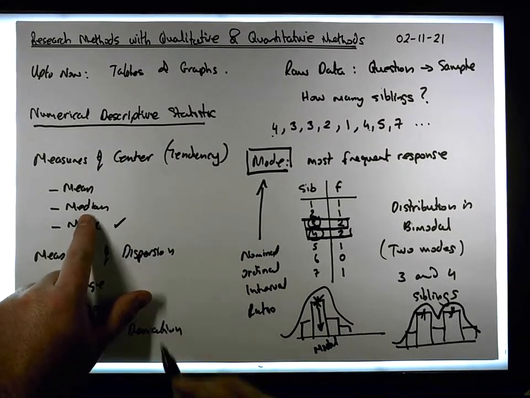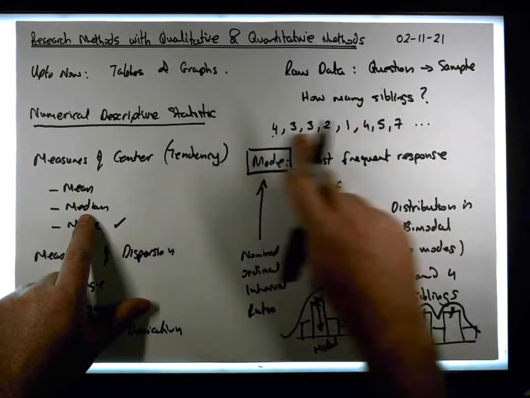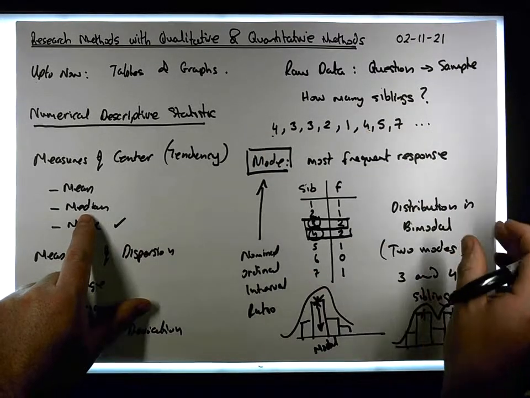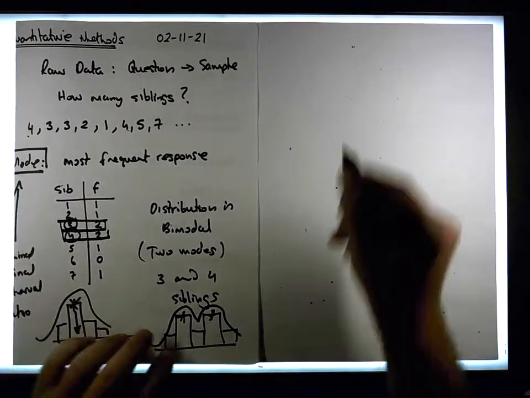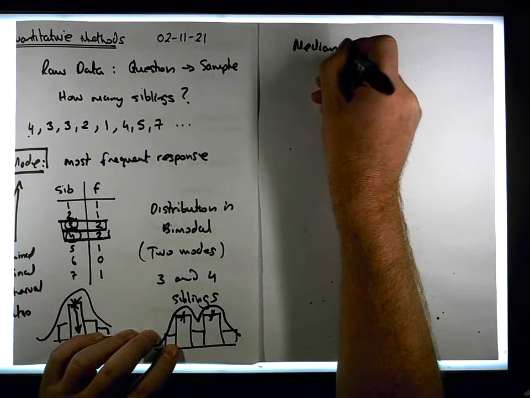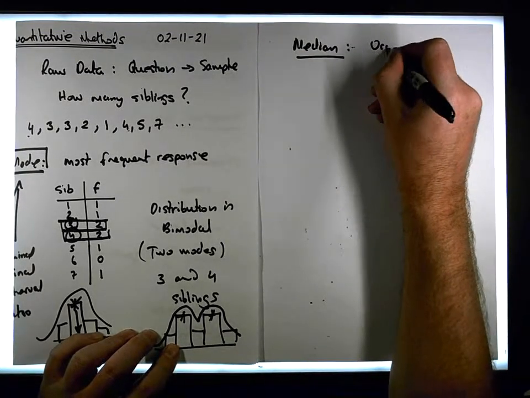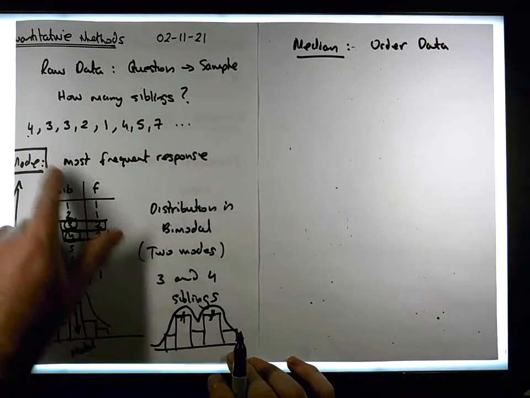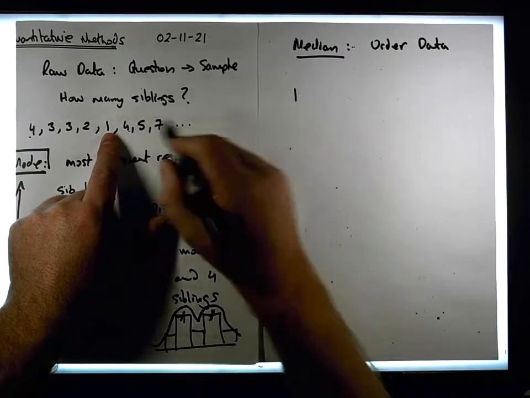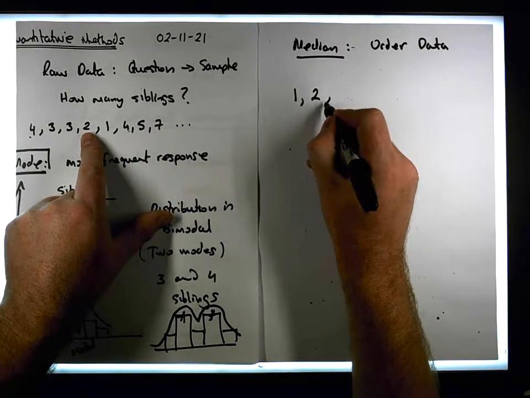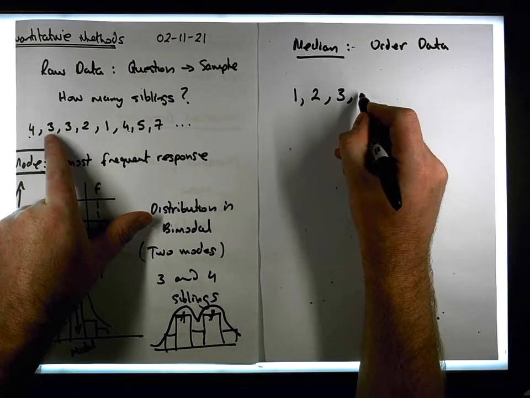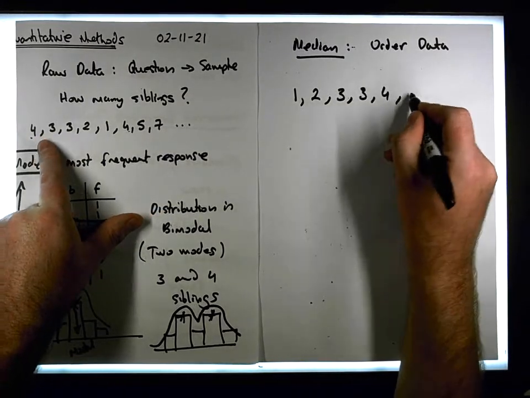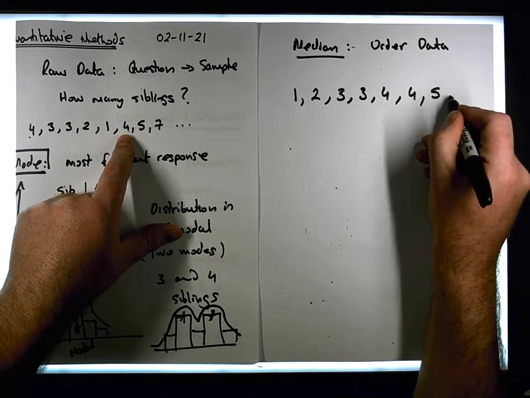Let's take the next one, which is our median. When it comes to this raw data, to calculate the median, we're going to order the data set from smallest to largest, or largest to smallest. So let's order the data. We have 1, and the next response is 2. The next highest response is 3, followed by another 3, followed by the 4, followed by the other 4, followed by the 5, followed by the 7.